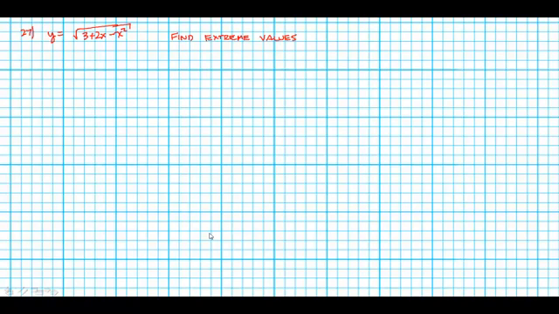Here's problem number 27 from section 4.1. We're asked to find the extreme values of this function, and there's no restriction in terms of it being on a closed interval. Let's start by investigating this function by looking at its derivative.